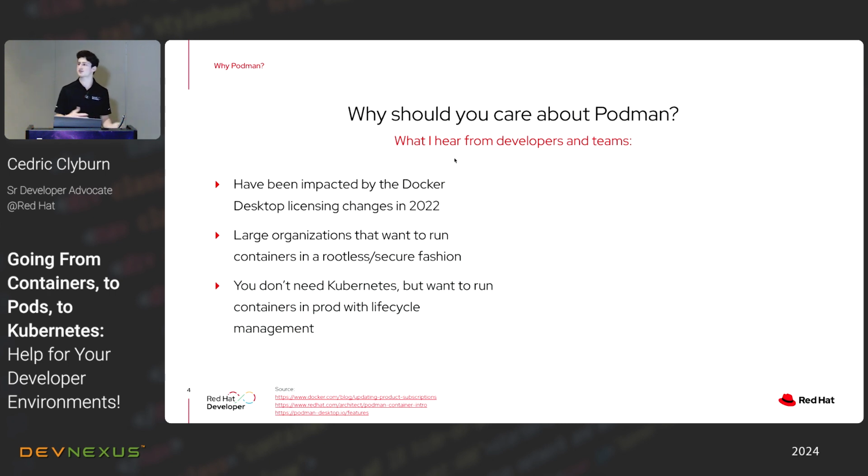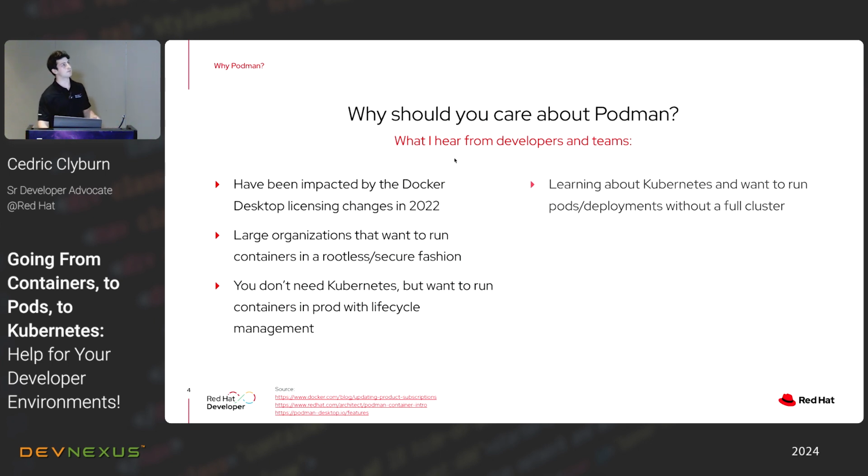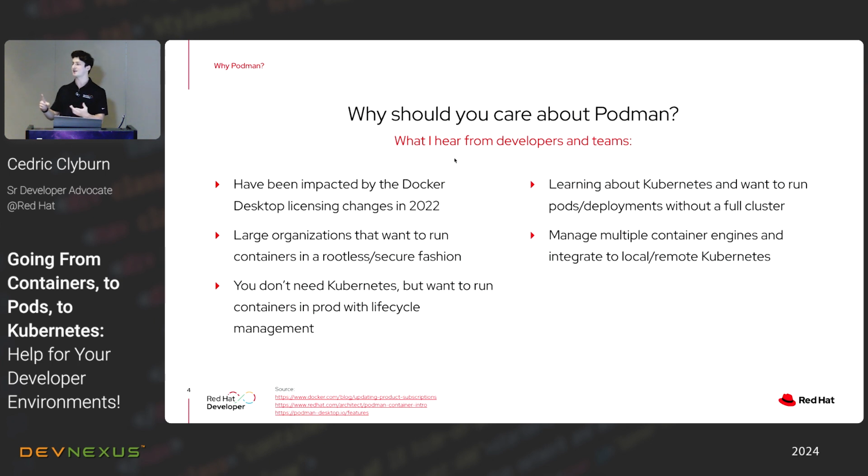Maybe you don't need a full-scale Kubernetes cluster, but you want to be able to run containers in development and production purposes with different lifecycle management tools, auto updates, rollbacks, things like that. Or maybe you're new to the world of Kubernetes. It is daunting, trust me, but you want to be able to run pods and deployments in different Kubernetes YAML without standing up a full cluster locally or remotely. And maybe you need to manage multiple container engines, say, for example, Lima or Docker or Podman all at the same time for VMs and containers, or you want to integrate with your existing Kubernetes tools like Kind and Minikube, or the remote clusters that you're already authenticated to with your kubeconfig.